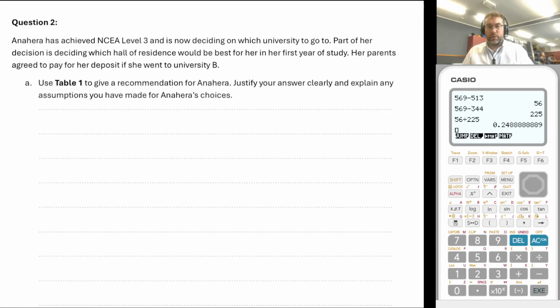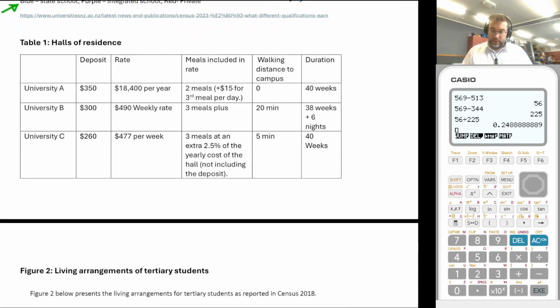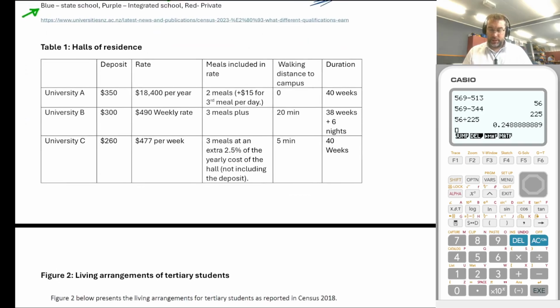Right, let's go on to question 2. So in order to make a recommendation, we need to look at the table they've given us. And we probably need to do some calculations here. So we need to get our head around how this table is working. Each university has different rates per week or per year. You see University A is per year, University B and C are per week. They have different deposit amounts. And they have different durations out on the right hand side here.